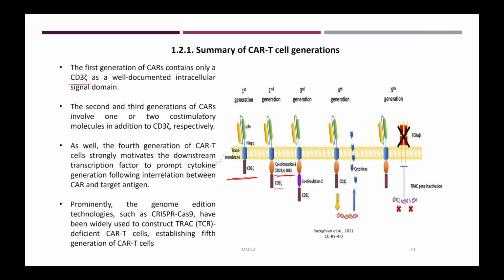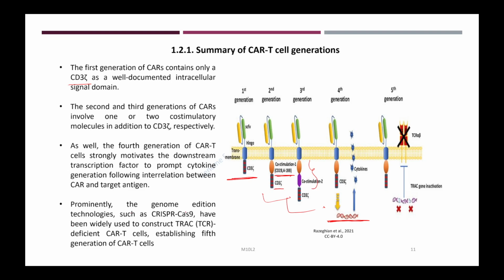Okay, so second and third generation CARs involve one or two co-stimulatory molecules. Here you can see in the second generation one co-stimulatory molecule, in the third generation two co-stimulatory molecules. As well, the fourth generation of CAR T cells strongly motivates the downstream transcription factor to promote cytokine generation. So here in the fourth generation, along with all these modifications, there are certain modifications that allow the overexpression of cytokines so that the cytokine release can kill the cancerous cells in a faster manner.